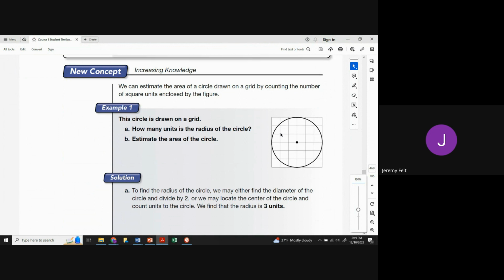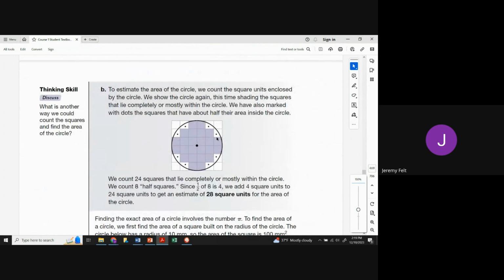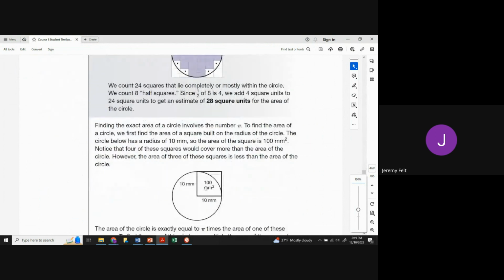So estimate, go through, count up how many you have. Okay, the radius we know is 1, 2, 3. If we went through and counted up all of them like they do here, all the full ones are nearly full, then half right here. Count it up, depending on which ones you counted as full or halves, you get around 28, 29, 30, 27, 26, it just depends.